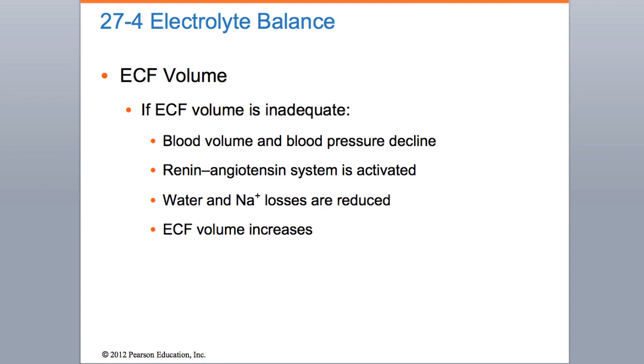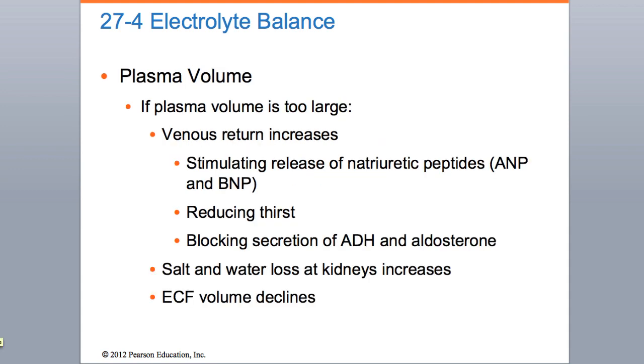So if your blood volume drops, the renin, angiotensin, aldosterone story will kick in. Okay. Venous return. If you got too much fluid, plasma volume is too large. Remember, you don't want pooling anywhere. So if you got too much blood volume going around, the venous return's got to increase as well. Because remember, you don't want fluids pooling anywhere.